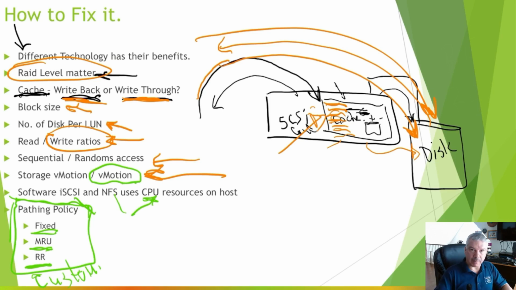Most of the times when you pop in a storage subsystem, your ESXi host will detect that, as long as it's on the compatibility list, and say, oh, I'm going to use a fixed policy, or else I'm going to use a most recently used. Now, what's the difference between these policies?